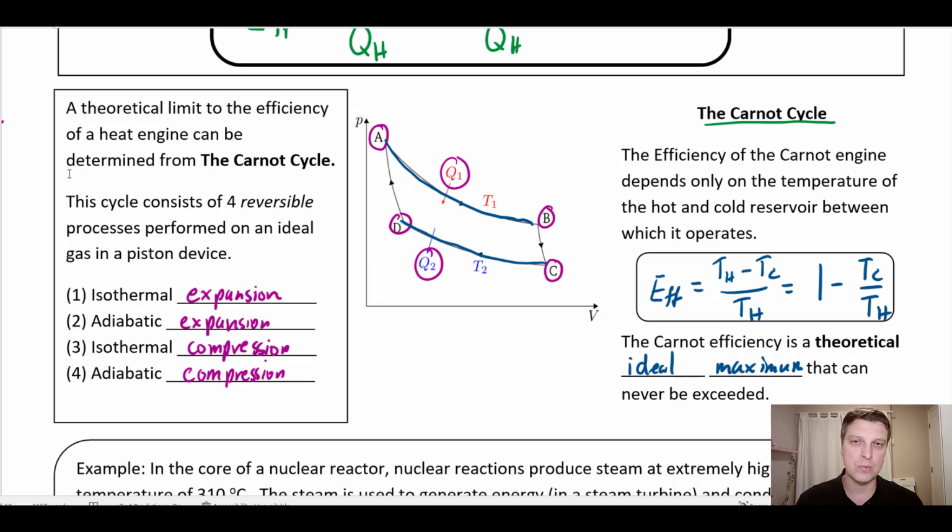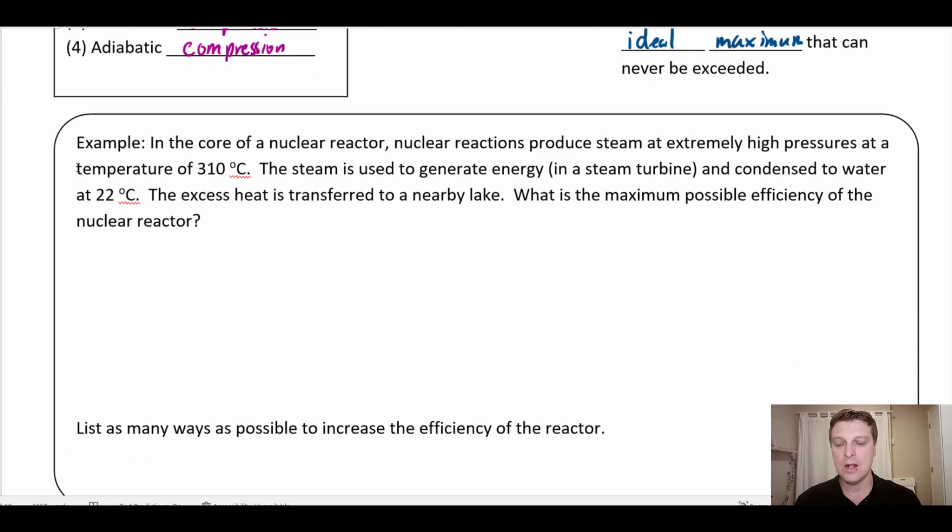Okay, so let's give an example here. Imagine we've got a nuclear reactor with reactions going on. They're producing steam at a really high pressure and high temperature. So we're producing steam at 310 degrees Celsius, okay? Now this steam is used to spin a turbine and makes a bunch of energy, and then it gets condensed back to water, and then we have to get rid of it, right? We have to exhaust it when it's done, okay?